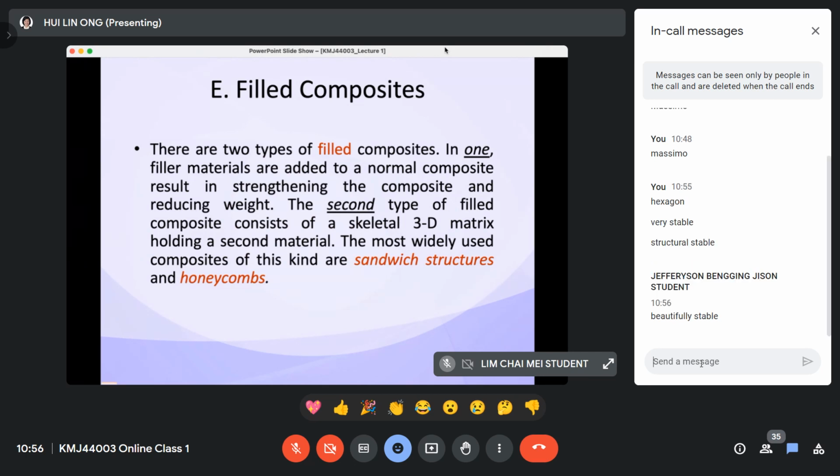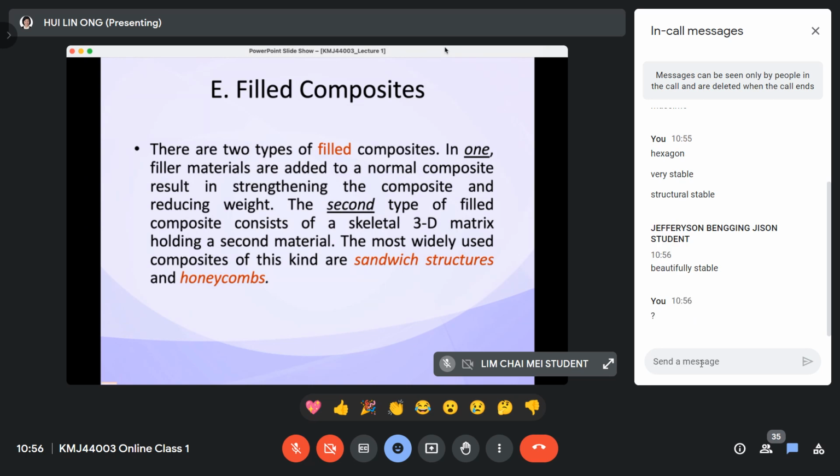So sometimes it's like beautifully stable. Jeff. See? Now Jeff always wants to make jokes in the class, but he's very happy. I like it, no? Okay, so never mind.